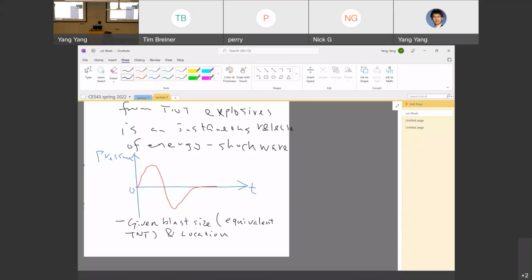And typically, we also use that load as a deterministic load. Control blast is also deterministic.